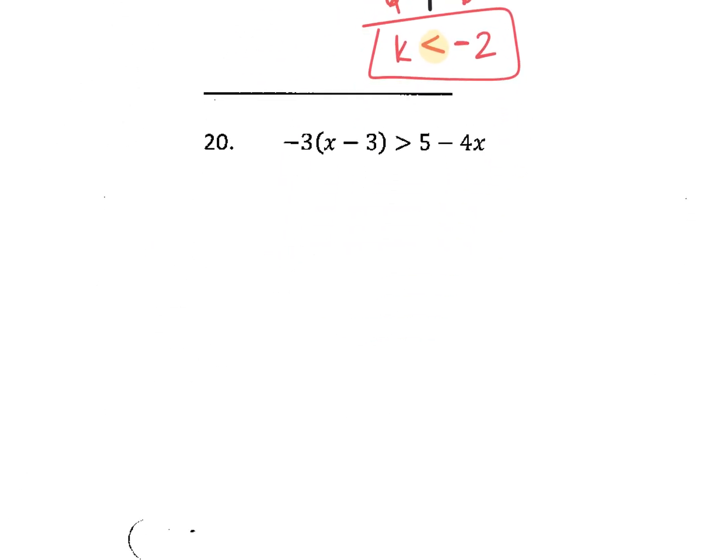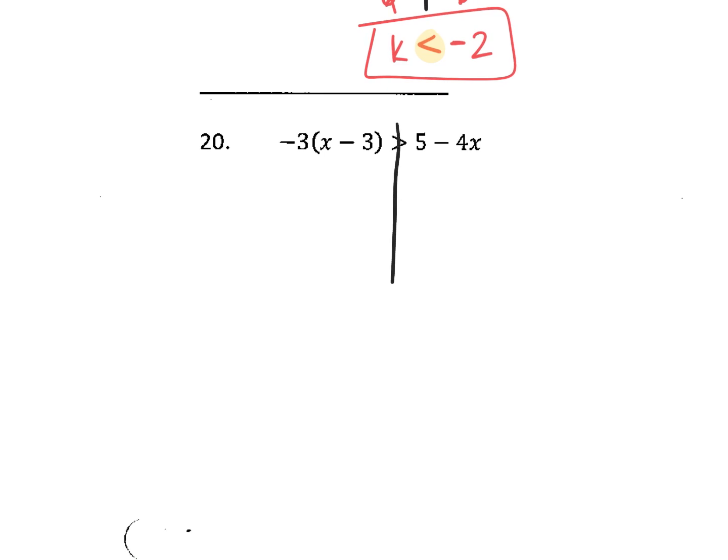Number 20. I'm going to go ahead and put a line down my inequality symbol. First thing I need to do on the left side is distribute. Make sure you distribute to both terms. When you distribute, you multiply and you get negative 3x plus 9 is greater than 5 minus 4x.